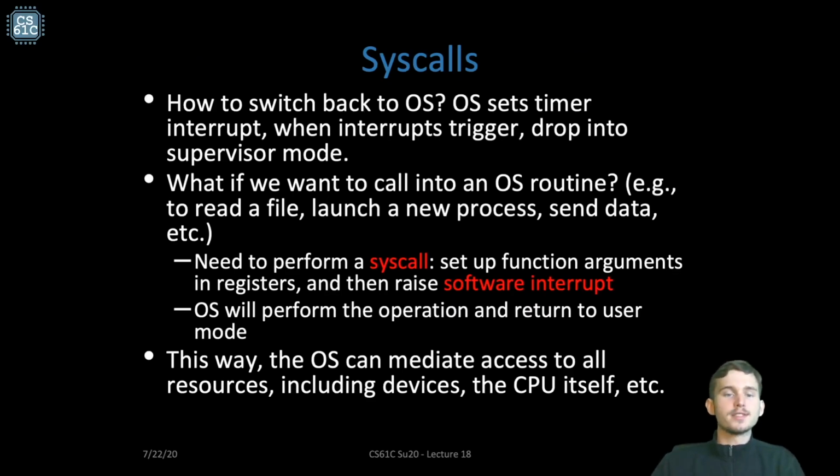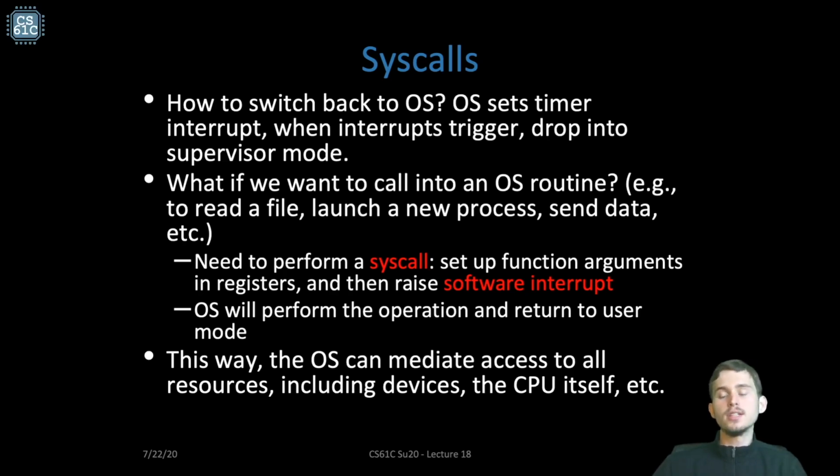So how does the operating system switch back to the OS? Well, the OS can set a timer interrupt, which basically, after some set amount of time, will trigger an interrupt, which will allow us to drop back into supervisor mode. And so it will allow the operating system to execute some more code.